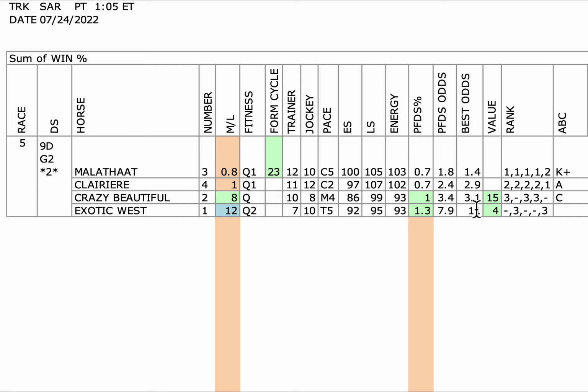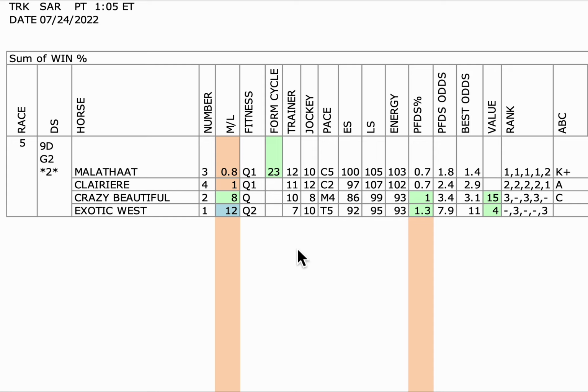I don't trust the value score here. It doesn't even get the plus, because this energy is so much slower, 93 compared to 103, which is a humongous gap. However, the horse does have a good closing kick, and maybe one of Malathat and Clarier has a bad day. So I think this is a reasonable shot to come in second.